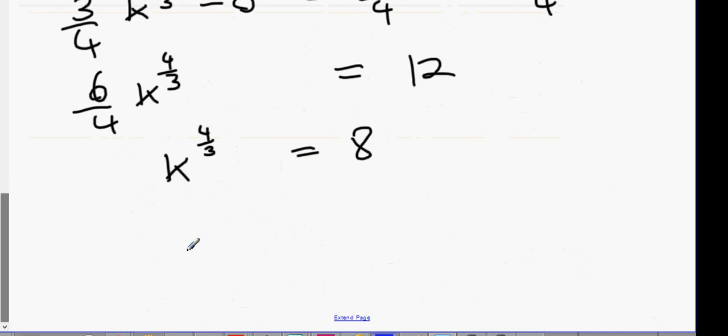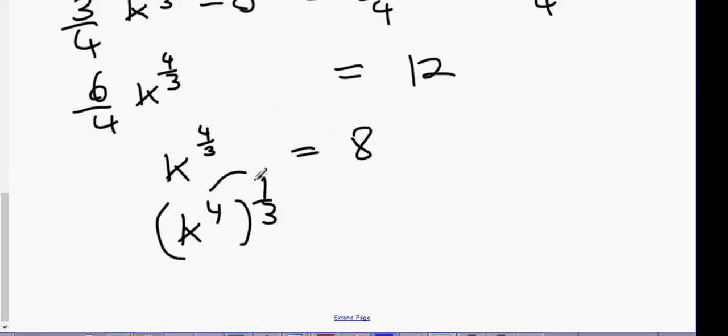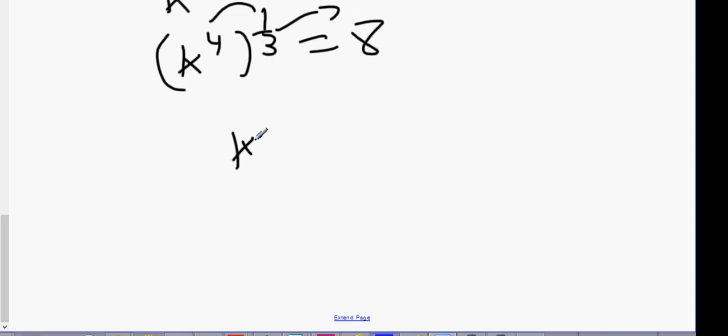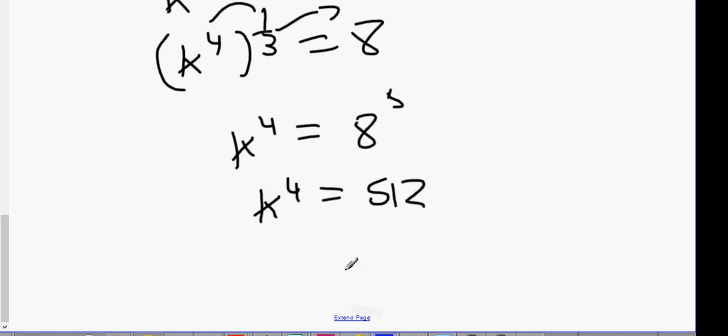Now, I want to find out what k to the 4 is. K to the power of 4 over 3 is 8. Would you agree with that? Yeah. Now, how do you get rid of a third? We did it earlier. You turn it upside down on the other side. What's 8 to the power of 3? K to the power of 4 is what? 512. 512. Sorry, Simon.